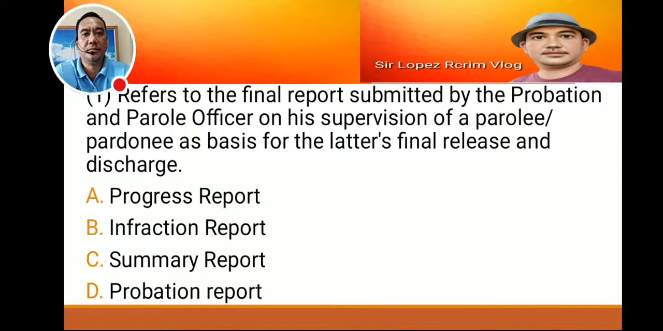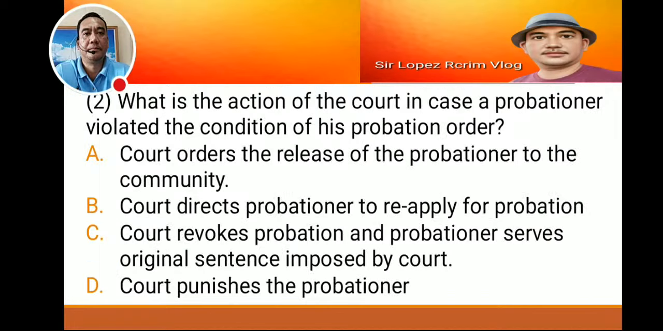Question number 2. What is the action of the court in case a probationer violated the condition of his probation order? Letter A. Court orders the release of the probationer to the community. Letter B. Court directs probationer to reapply for probation. Letter C. Court revokes probation and probationer serves original sentence imposed by court. Or letter D. Court punishes the probationer.